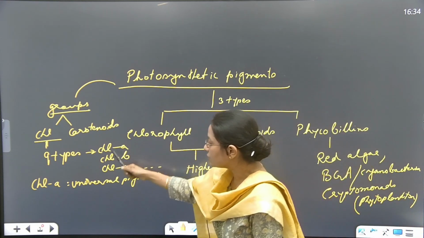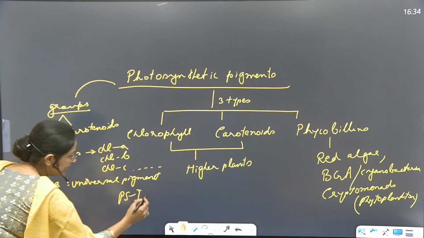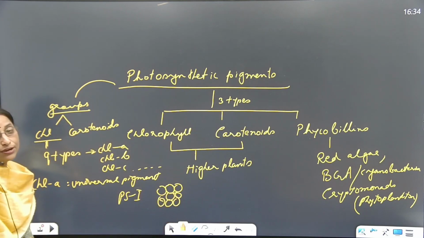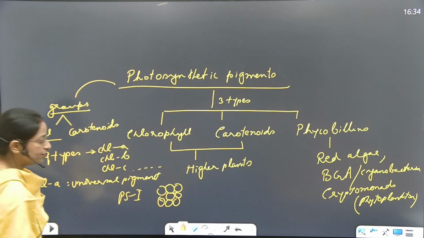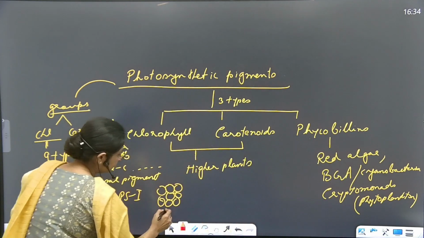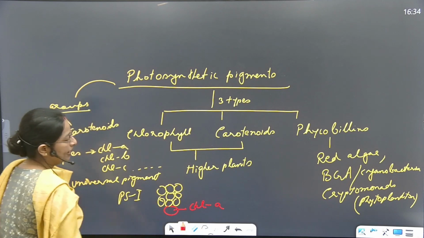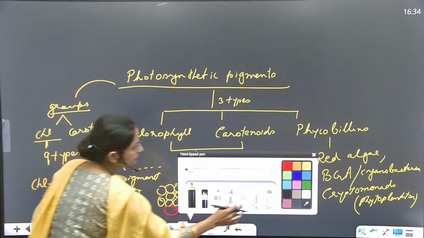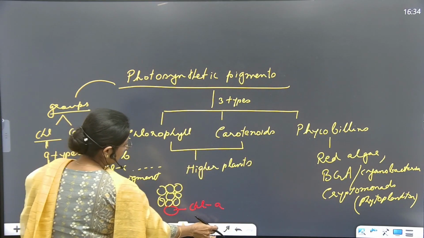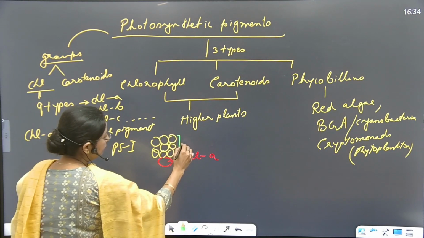Talking about chlorophyll, there are so many types of chlorophyll. Suppose we are talking about the first group called PS1. In PS1 there will be many pigments, among which some will be chlorophyll B, some chlorophyll C, some carotenoids, and one most important member will be there, and this would be nothing but chlorophyll A. And the rest, what will form them?